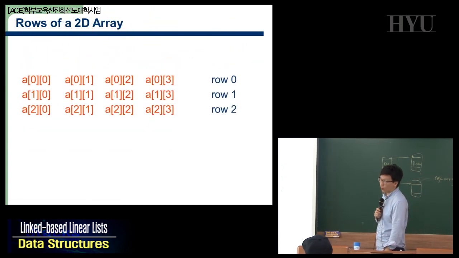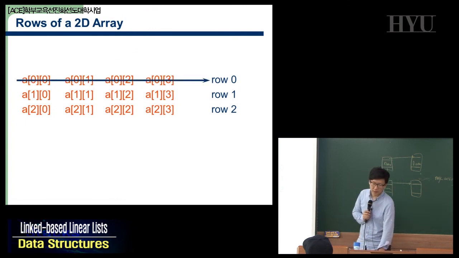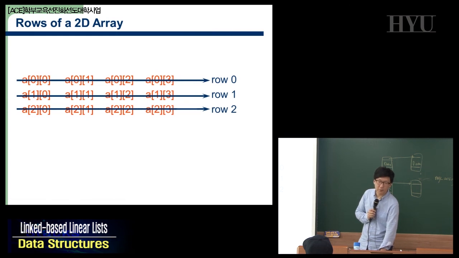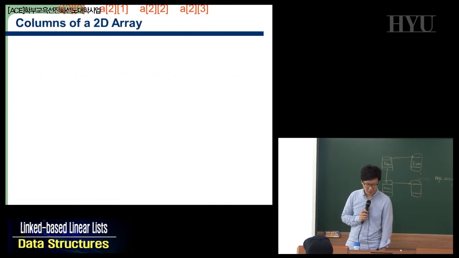Rows in 2D array, row 0, row 1, row 2. We all know this. Even more. I can't believe I put an animation for this. I treat you guys like kindergarten kids. Columns, we all know columns.